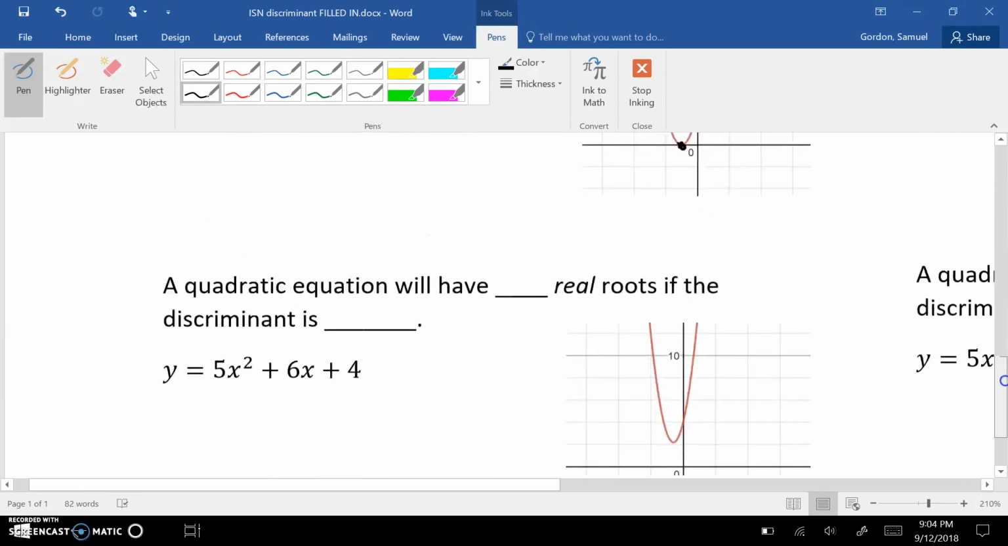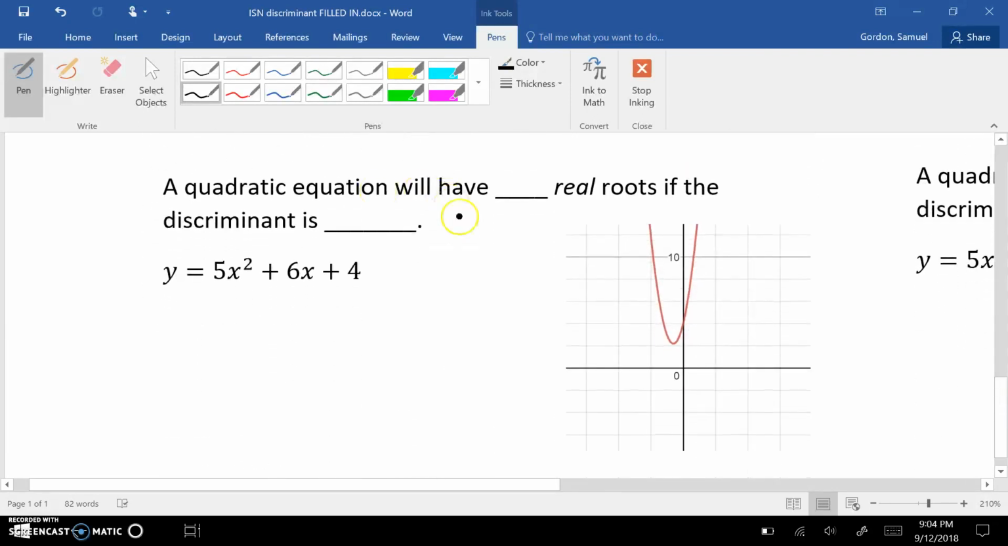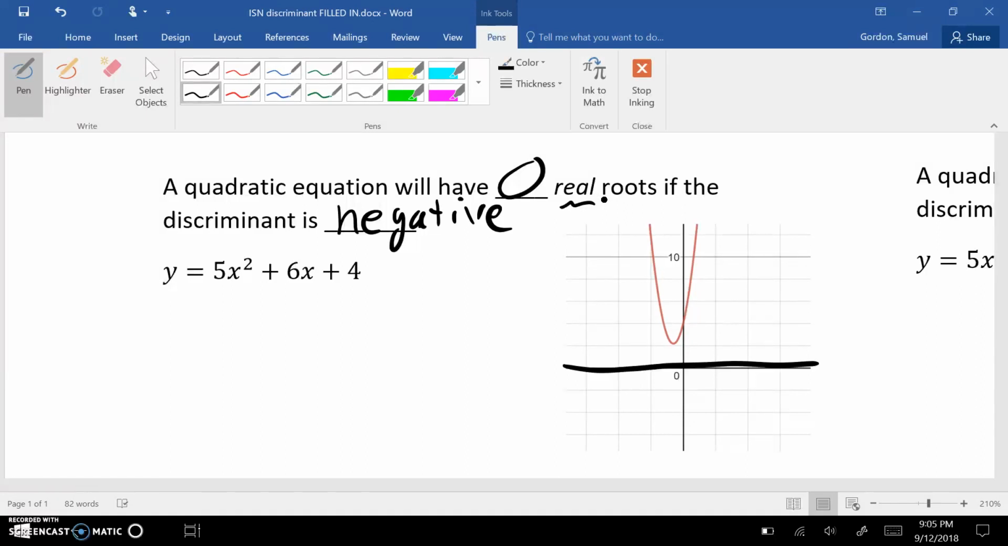And then if you come down here, a quadratic equation will have 0 real roots if the discriminant is negative. So you can see here is our x-axis. This parabola is not touching this, so it has no roots. I put the word real because it actually has 2 imaginary roots. You don't need to worry about that for now. For now, you can just say it has 0 real roots and worry about imaginary numbers later.